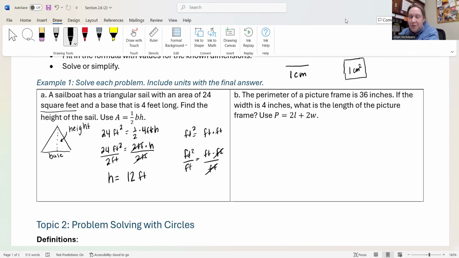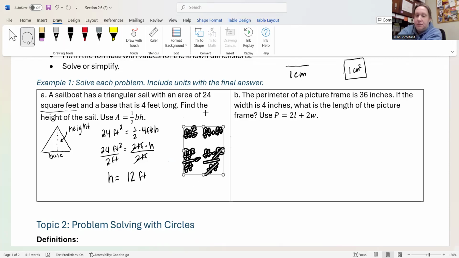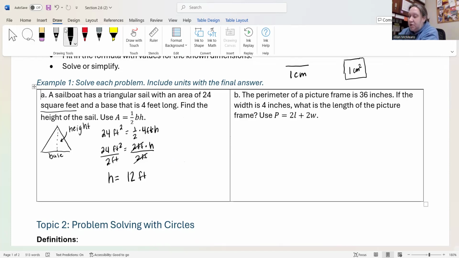You have to be really careful with the units here with area, okay? As tricky as that may seem, it's important. So understand how these units play out. Now, I'm going to erase what I just showed you with the feet so we can check our answer. So let me erase this. And let's check.